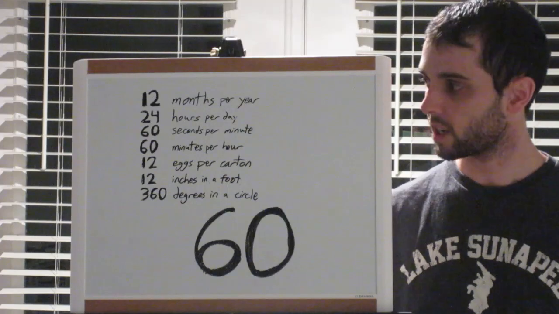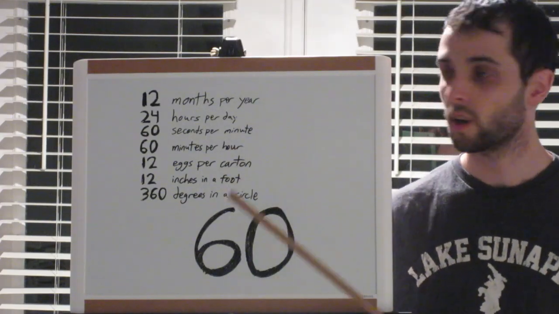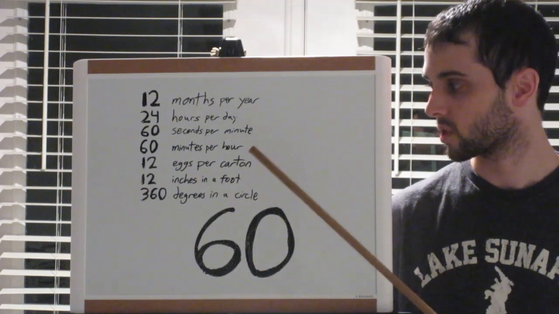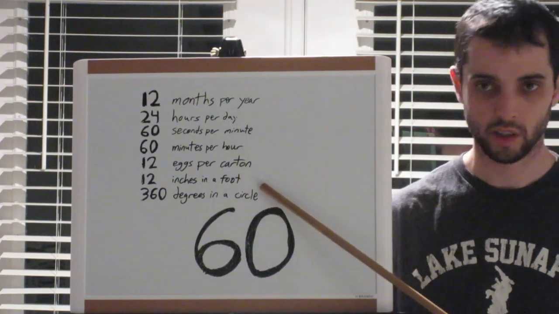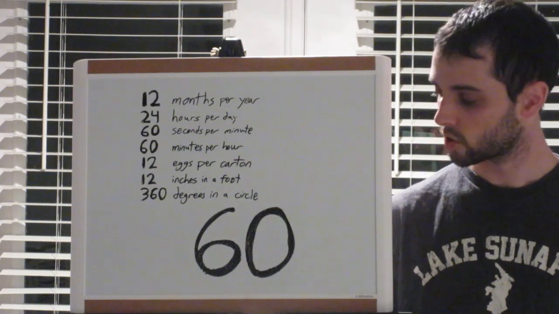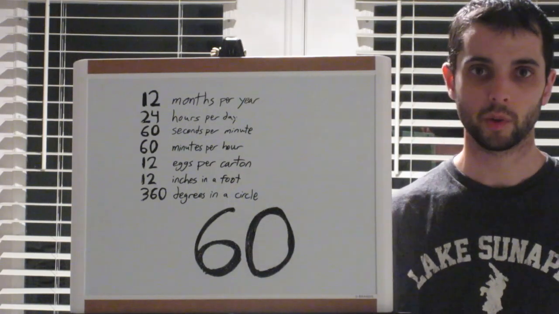The reason why our days are divided into 24 hours, our minutes into 60 seconds, our hours into 60 minutes, and circles into 360 degrees comes from the Sumerians and Babylonians. They treated the number 60 the way we treat the number 100.